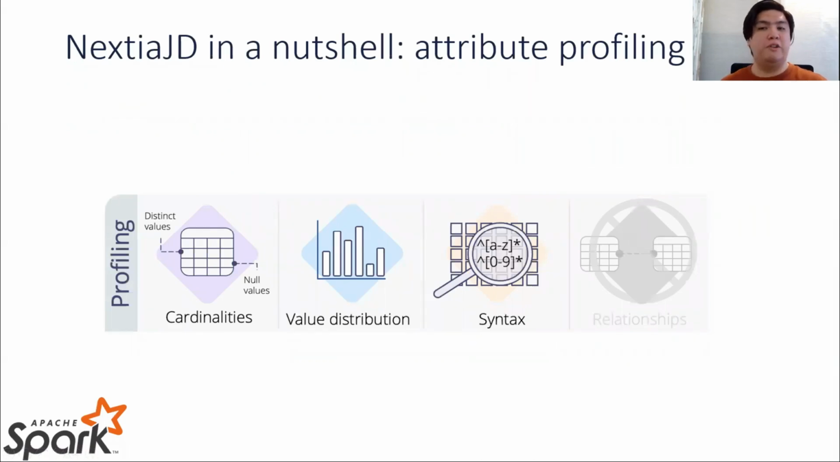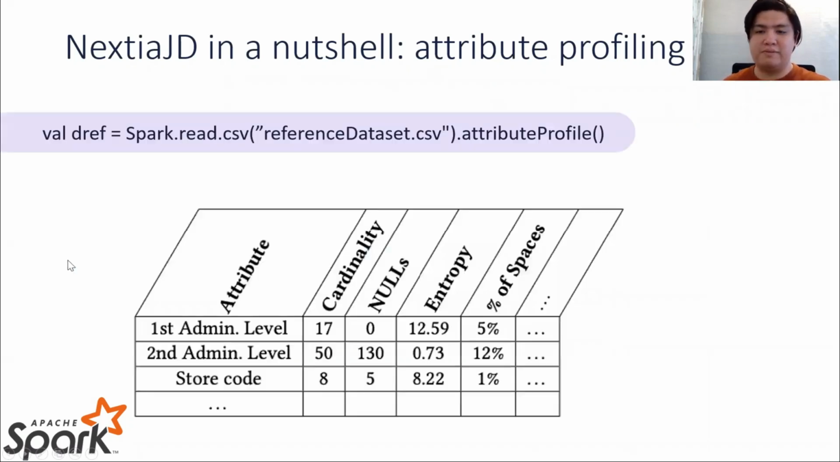Our approach is based on data profiling at the attribute level, and we learn from these profiles whether they are join candidates or not. Next.js takes full advantage of Spark to efficiently distribute the workload on very large data sets. We will compute cardinalities, value distribution, and syntax, and relationships once we perform a data discovery. To use attribute profiling, we read the data set and call the method attribute profile, and it returns a table like this, with the attributes and the metadata that we obtain from the profile.